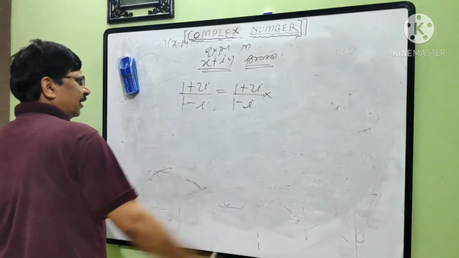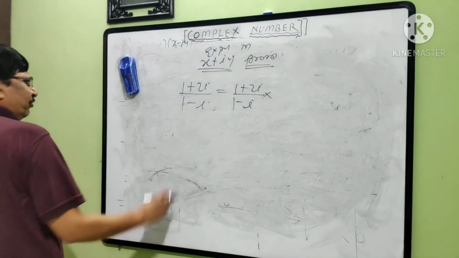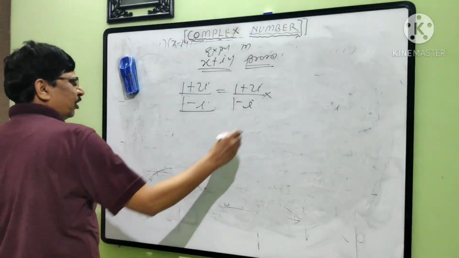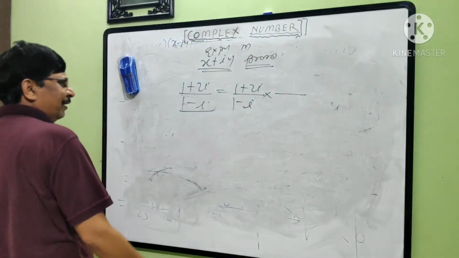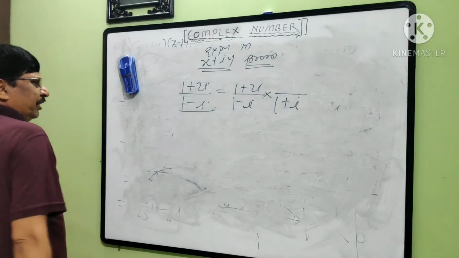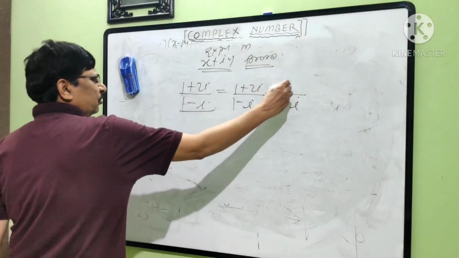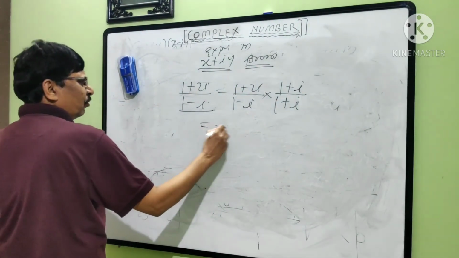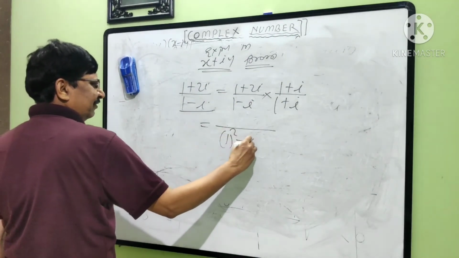What is the method? Write first the conjugate of the denominator. What is the conjugate of the denominator 1 minus i? The conjugate is 1 plus i. Multiply by 1 plus i to the denominator and numerator both. In the denominator we get 1 square minus i square.